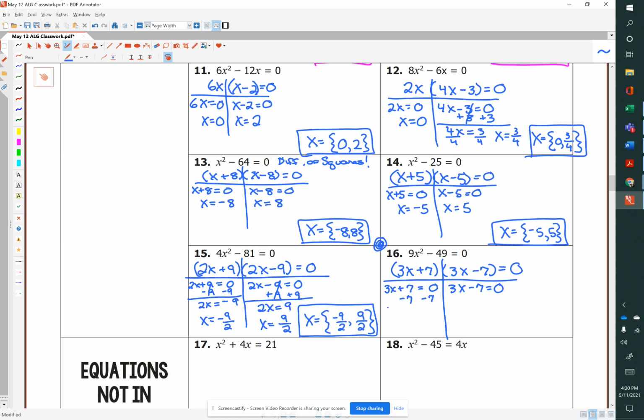Subtract 7 from both sides. 3x equals negative 7. X equals, when I divide by 3, negative 7 over 3. And on the right side, we'll add 7 to both sides. 3x equals a positive 7, so x would equal positive 7 over 3. We'll leave those in proper fractions, and we'll write our answer set.